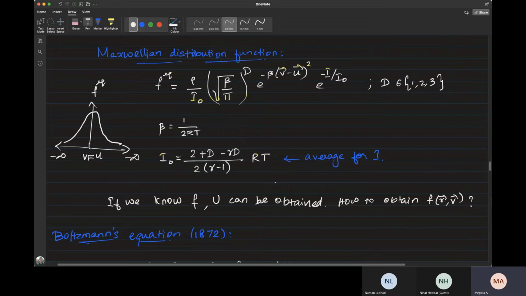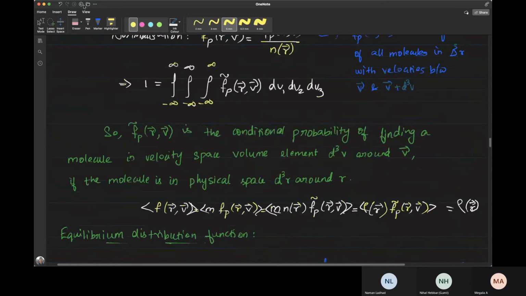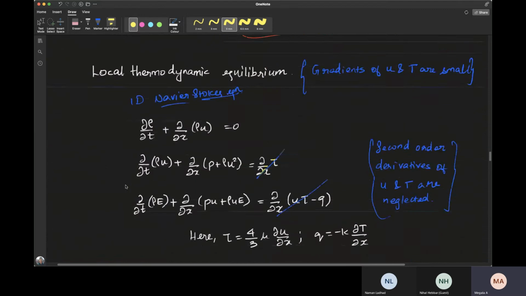So now we have defined F equilibrium and all that. Also we know that if F is known, we can find U because we have defined the moments for the conserved variable vector. All the conserved variables rho, rho U and rho E can be obtained from F itself by taking some integration. We have defined some integration, right? This is equal to some integral over d cube v. We will be calling these integrals moments from here on.